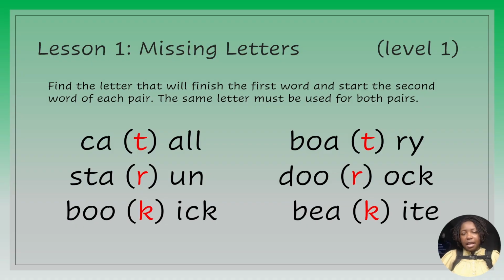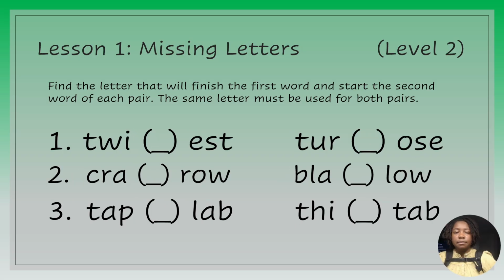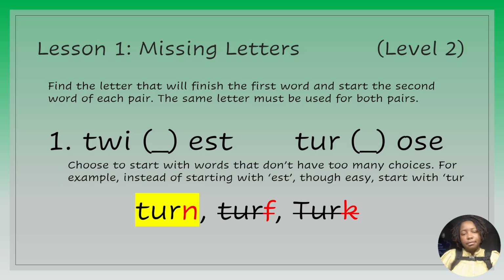If you chose K for the final one, also well done. That is the correct answer. Using K, you create the chain book, kick, beak, and kite. All valid words. Now give this a go. They're a bit trickier, but pause the video if you need more time.